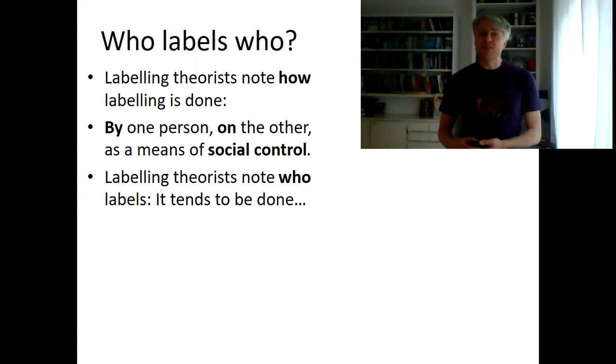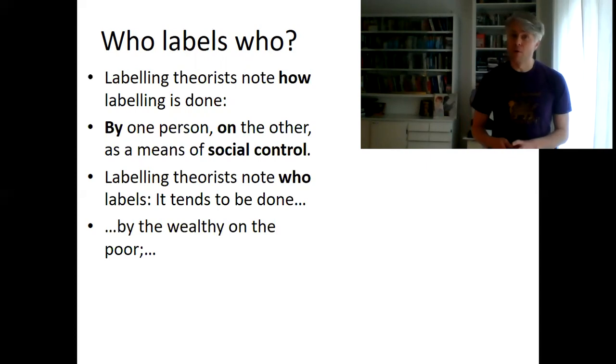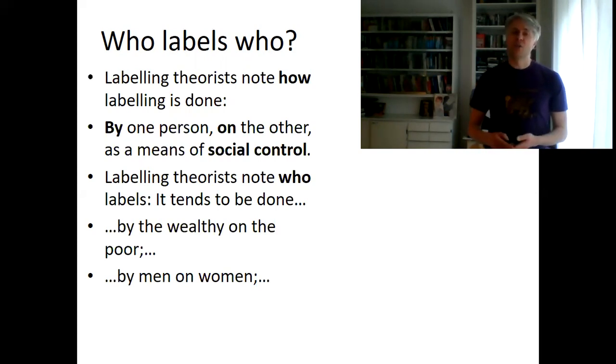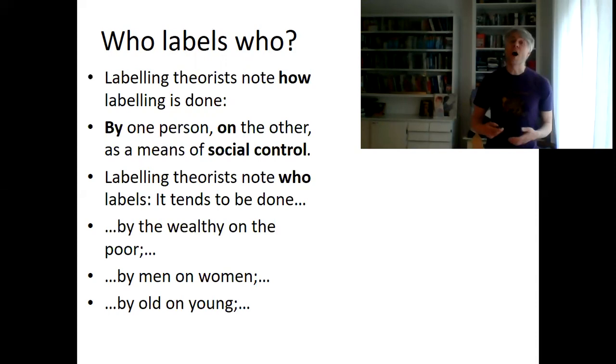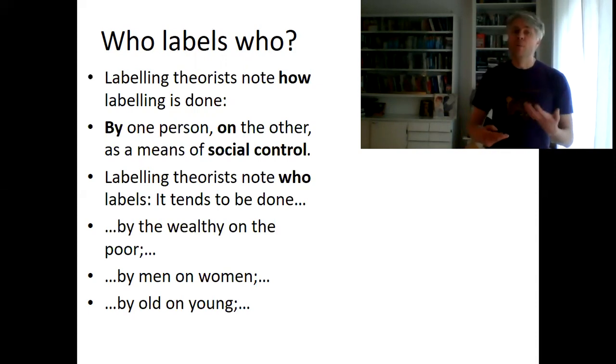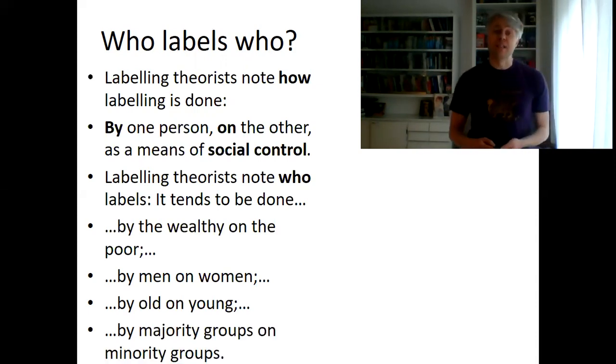Labelling theorists note who labels. It tends to be done by the wealthy on the poor. The poor aren't the people labelling. It's normally the rich who are the ones doing the labelling. It's done by men on women, by and large, through history. It's done by the old on the young. Okay, so some people here are much more vulnerable than others. The poor, women, the young. It's done by majority groups on minority groups, by and large.